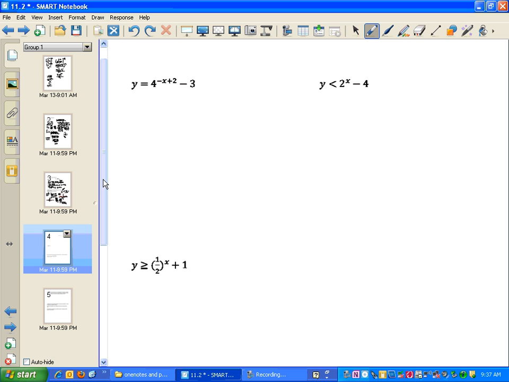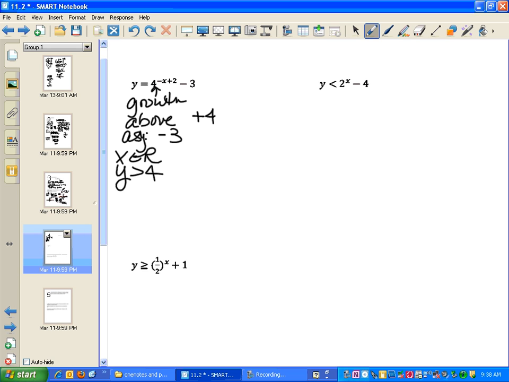Growth or a decay? Because of the above or below? Because of the +4. Asymptote? -3. Domain? Okay, range, y is greater than -3. I wrote the wrong thing. All right, you graph it.